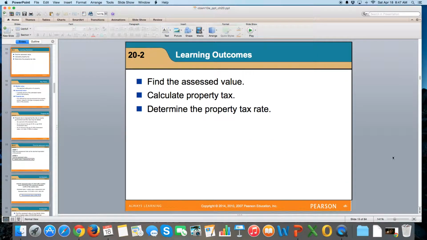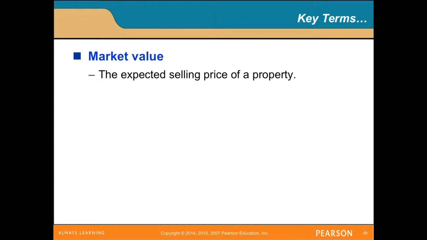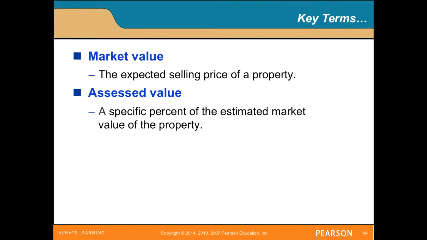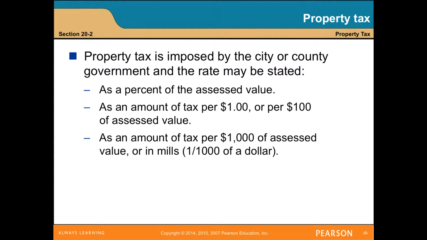Okay, so section again 20-2, learning outcomes. Find the assessed value, calculate property tax, and determine the property tax rate. Some key terms: market value is the expected selling price of a property. The assessed value is a specific percent of the estimated market value of the property. The property tax is a tax collected by local governments from property owners based on the type of property and the value of the property.